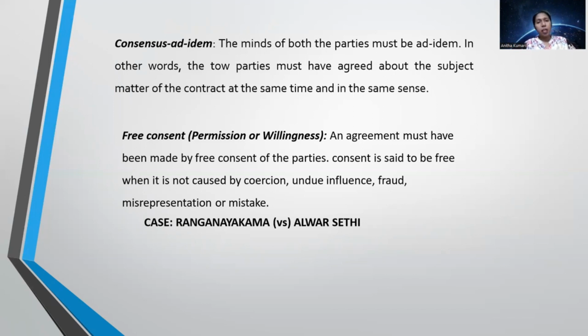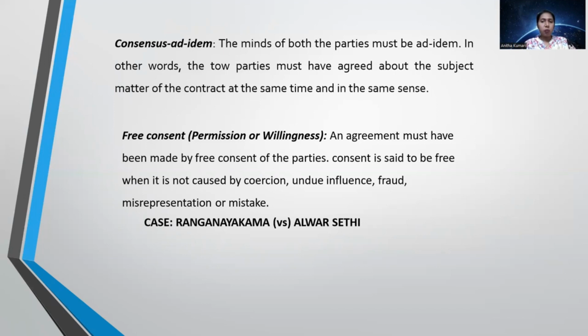Both parties must be clear for what purpose they are entering into the contract, what is going to be exchanged, what is his willingness to buy or sell. Everything is supposed to be very clear under consensus ad idem. What is called free consent, that is willingness. An agreement must have been made by free consent of the parties.